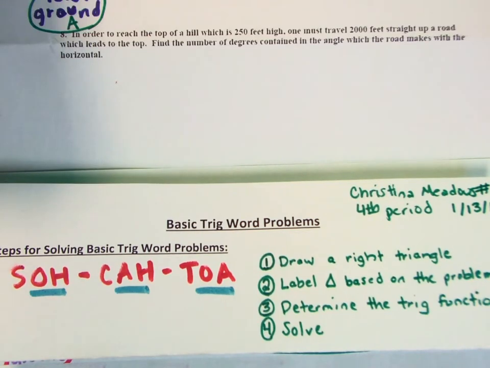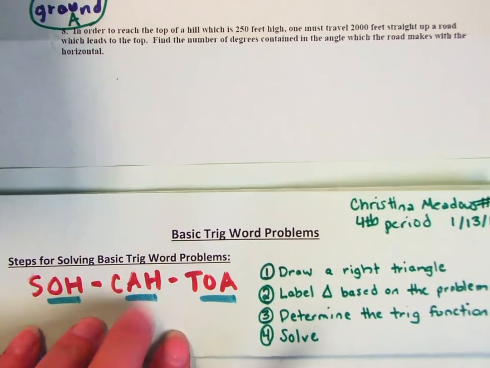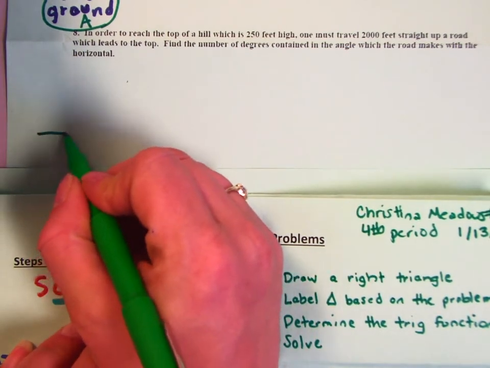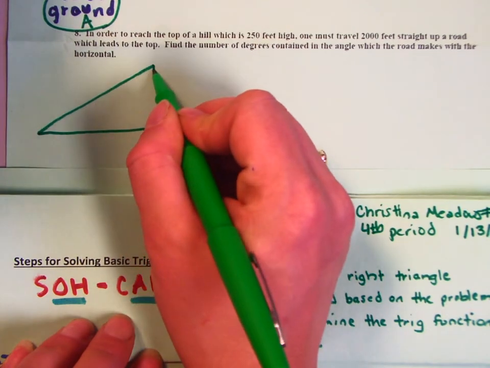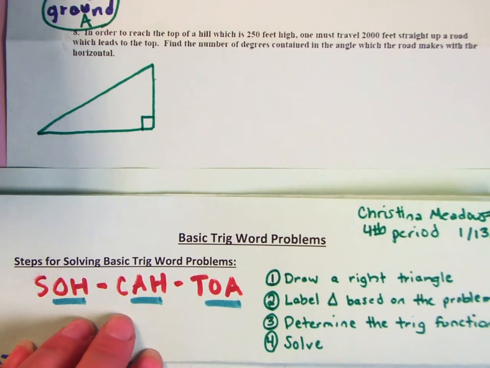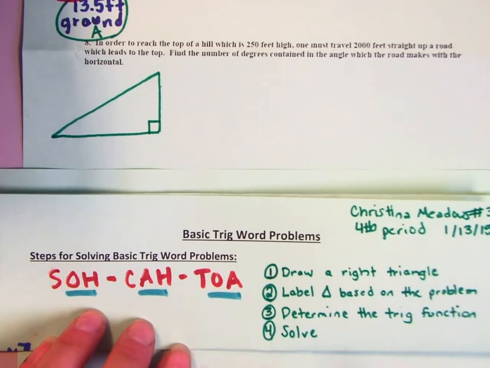Okay, when we're dealing with trig word problems, we know that the first thing that we need to do is to draw a right triangle. Like I said before, it really doesn't matter how you draw the right triangle. You just need to draw a right triangle so that you can label. Next, we need to label the triangle based on the problem itself.